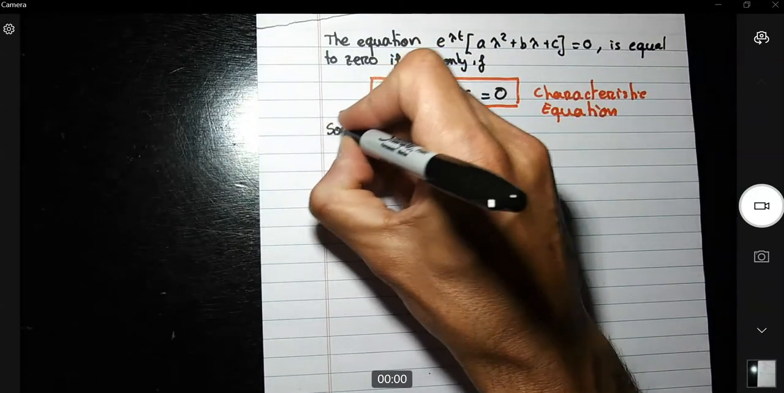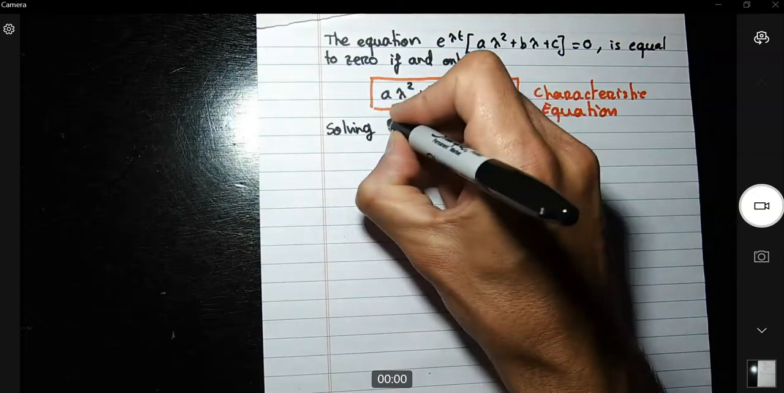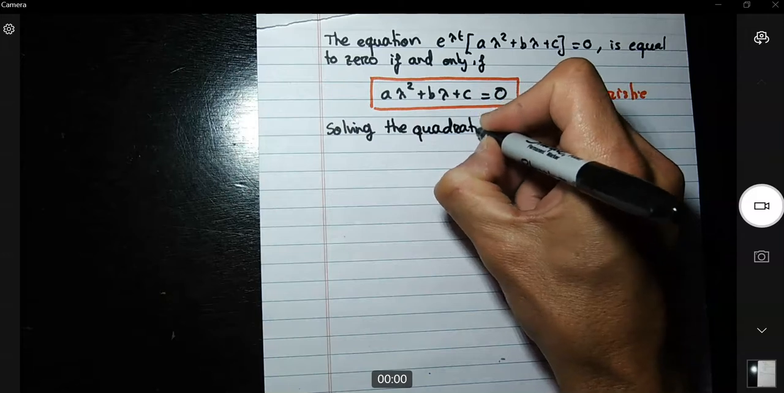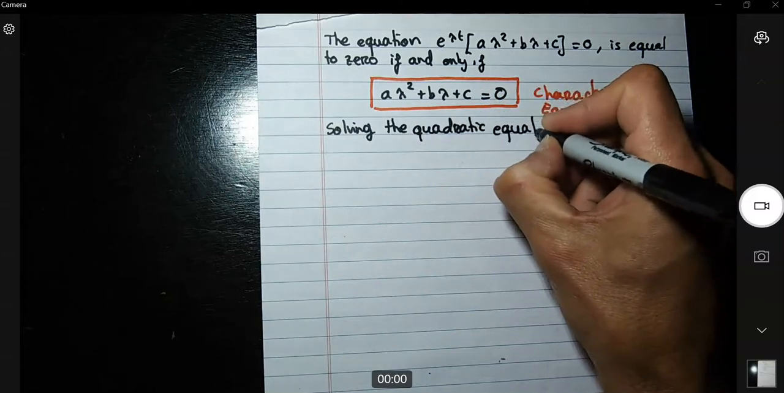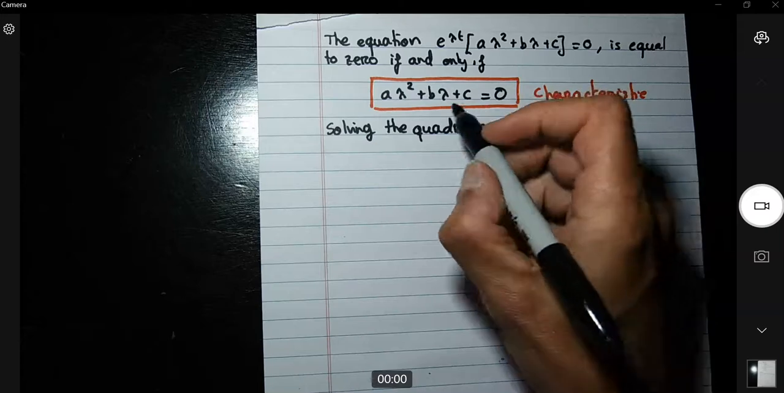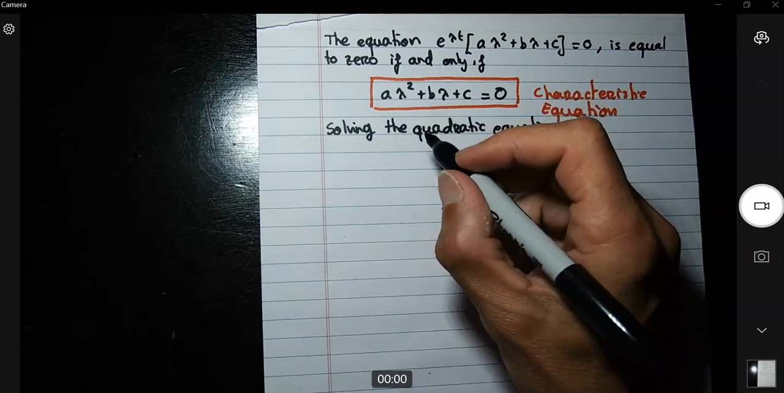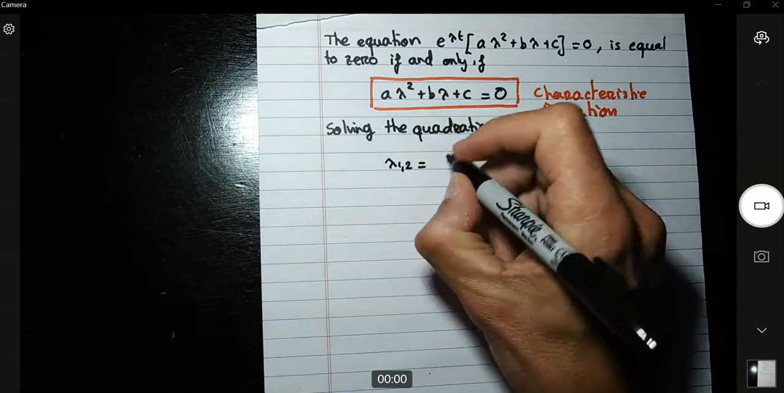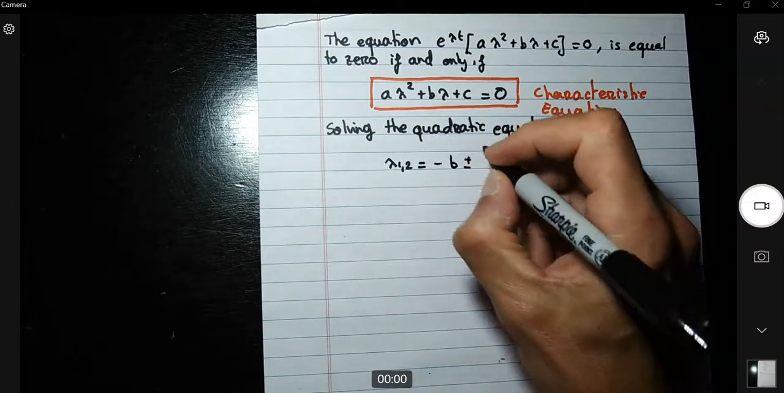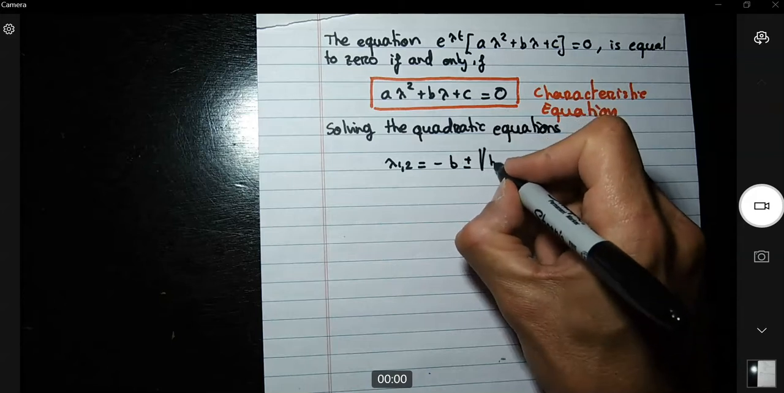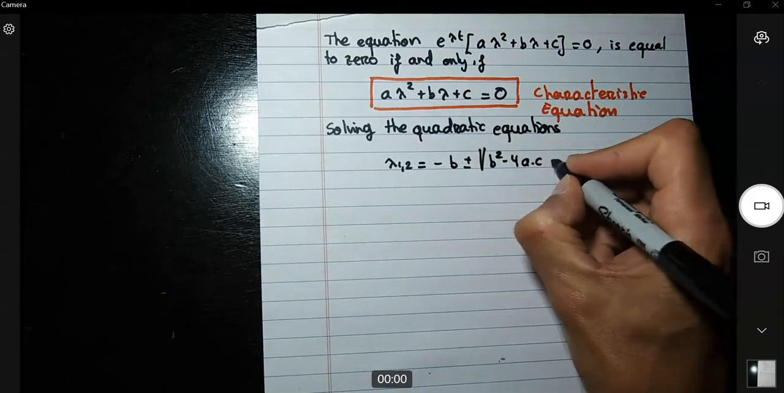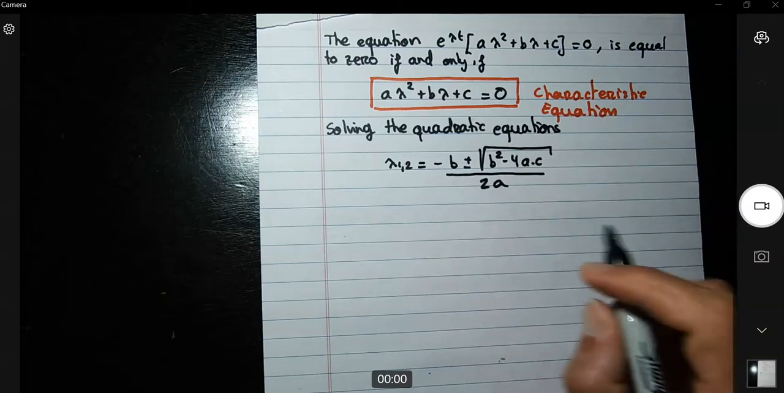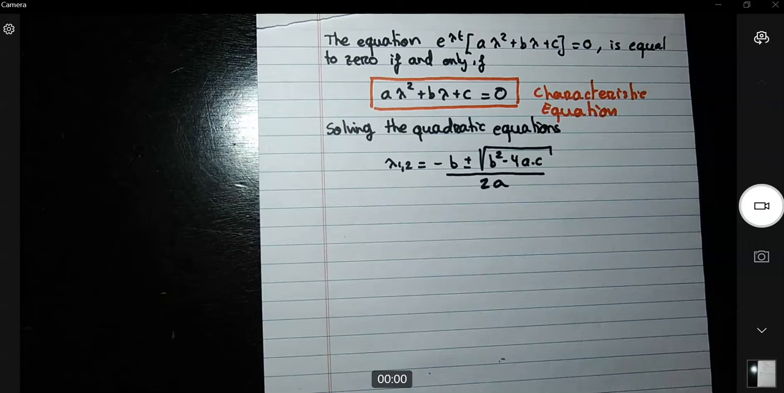So solving the quadratic equation for the roots, that in this case will be eigenvalues. So what do we have? We're going to have that lambda 1, 2 will be equal to minus b plus minus the square root of b squared minus 4ac, divided by 2a. Okay.